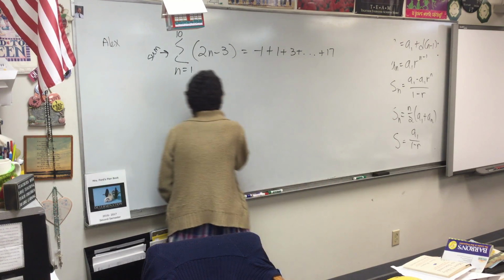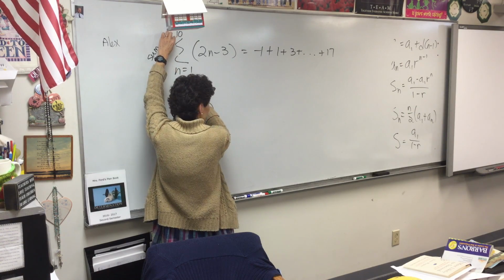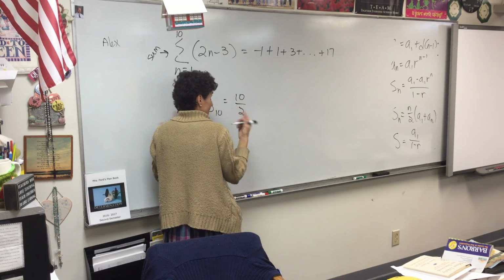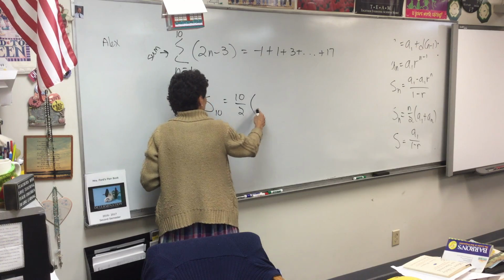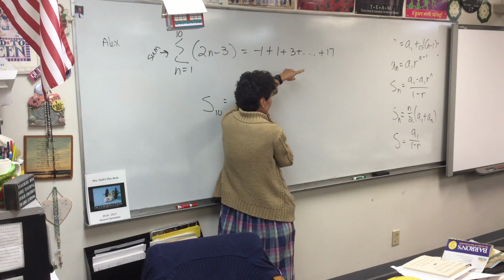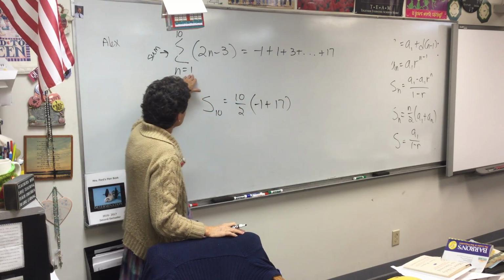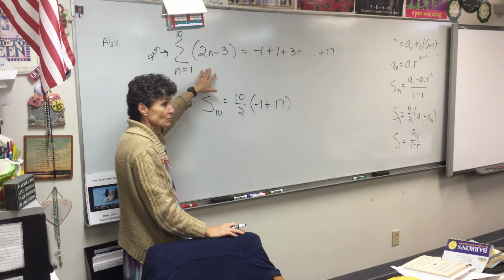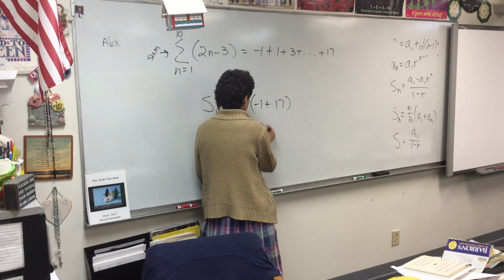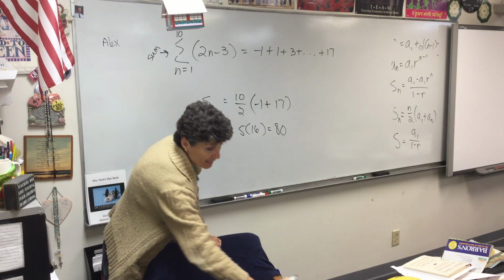So here we go. How many terms are we adding up? If I had written them all out, how many would there be? 10. We're going from 1 to 10. That's 10. What's the first one? Negative 1. What's the last one? Sigma's really nice in this situation because it gives you the first term and it gives you the last term. You don't have to do any fancy stuff. So the answer is 5 times 16, or 80. So that sigma is 80.